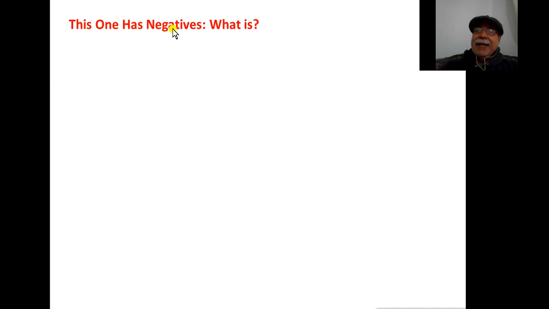This one has a negative. Please pay attention, listen carefully and look carefully, because here I use fractions with the negative symbol, minus. You see, I have this fraction: minus 1 5/9 times minus 2 1/7. Okay?